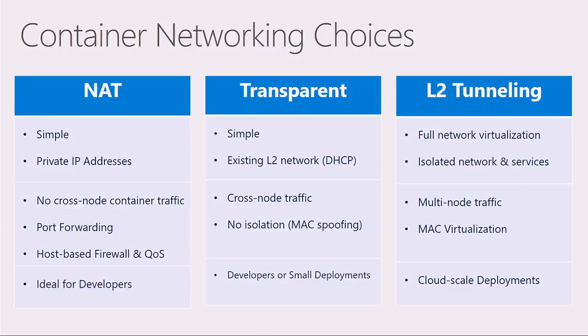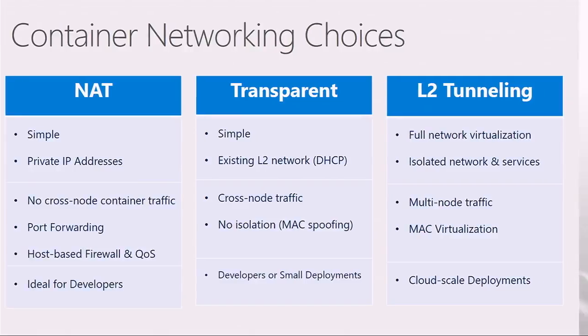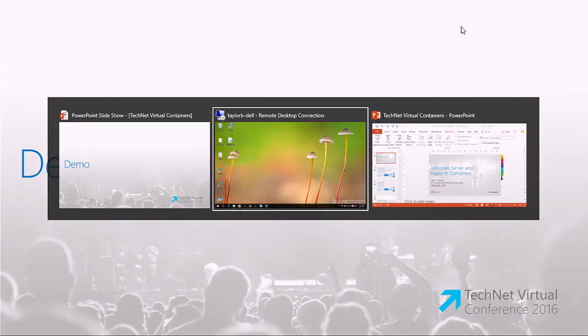And then there's L2 tunneling. This is really our software-defined network layer. So all of the software-defined networking that we're building in Server 2016, we're bringing that to bear in containers as well. So we have full network virtualization, isolated networks and services, multi-node traffic, MAC virtualization. This is really ideal for our cloud scale deployments. All right. So a couple different options for networking. All right, with no further ado, let's get to the real fun stuff. Let's get over to a demo.